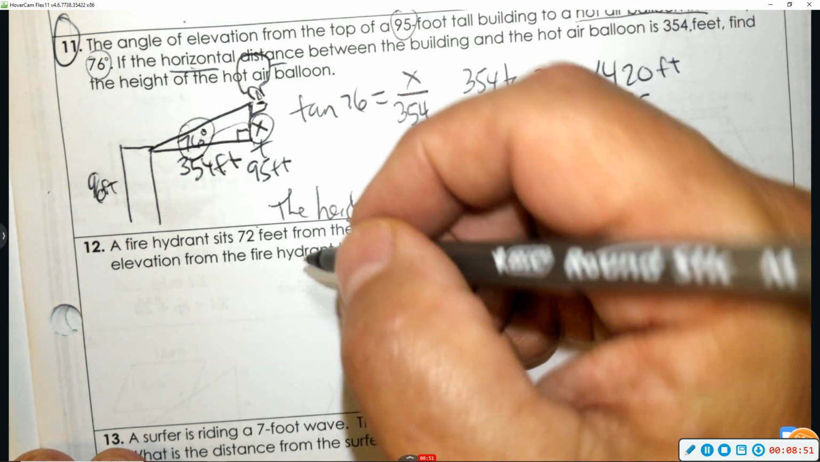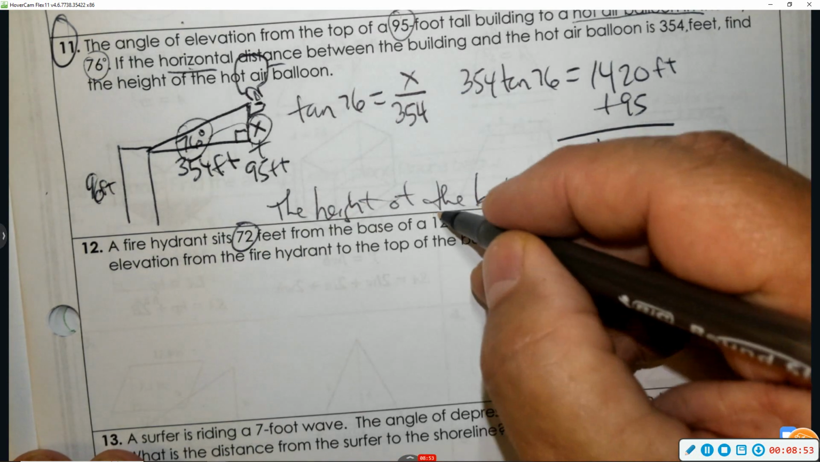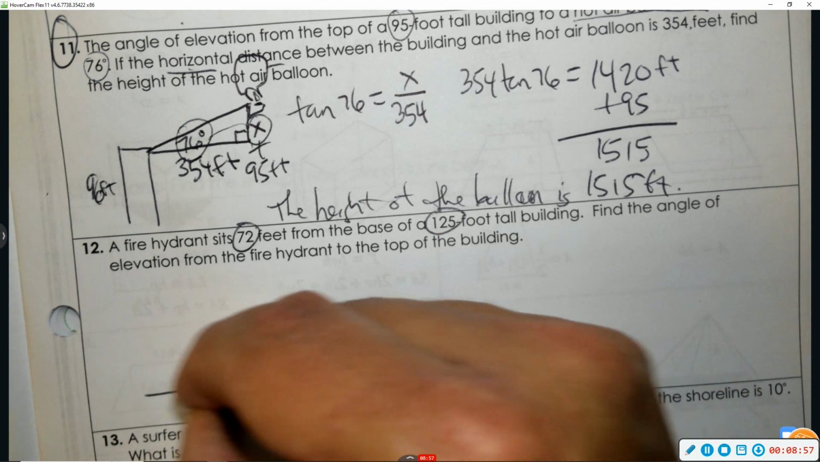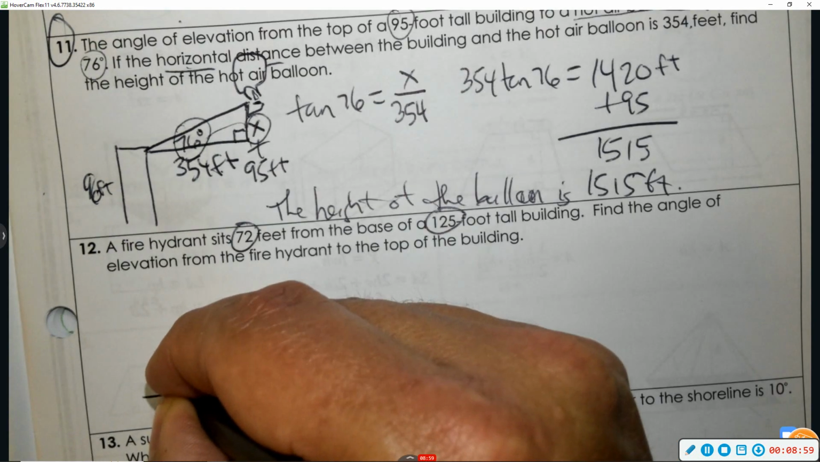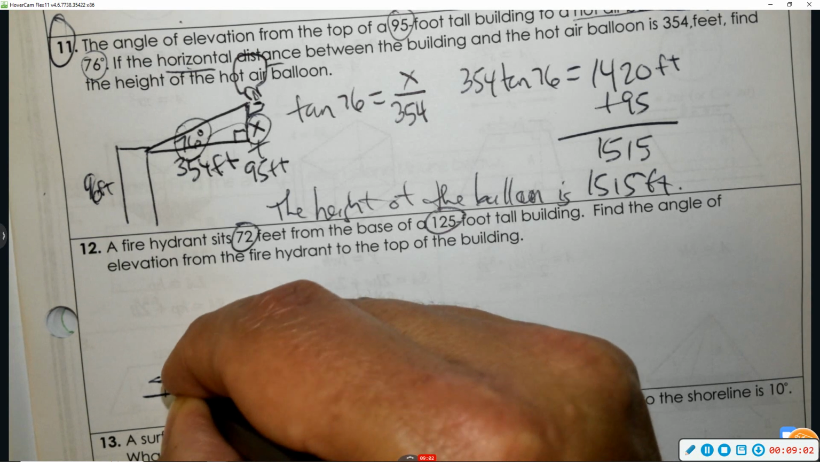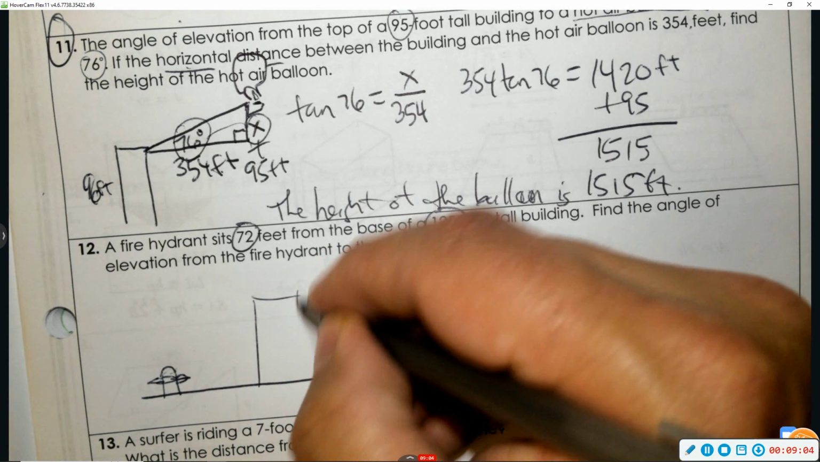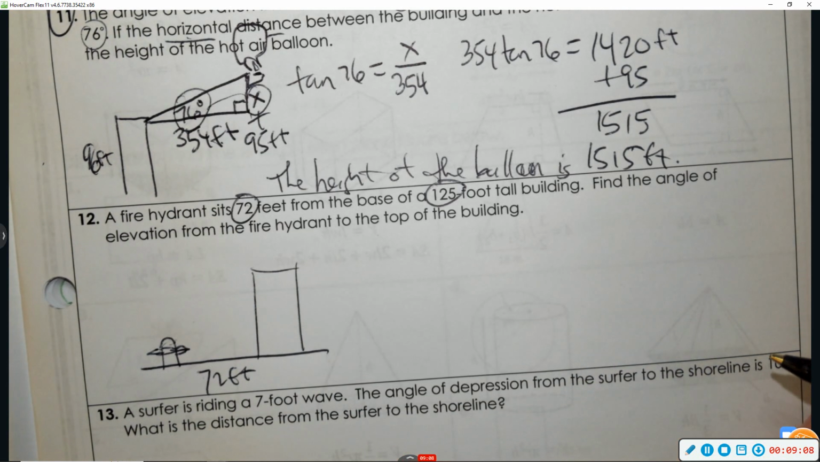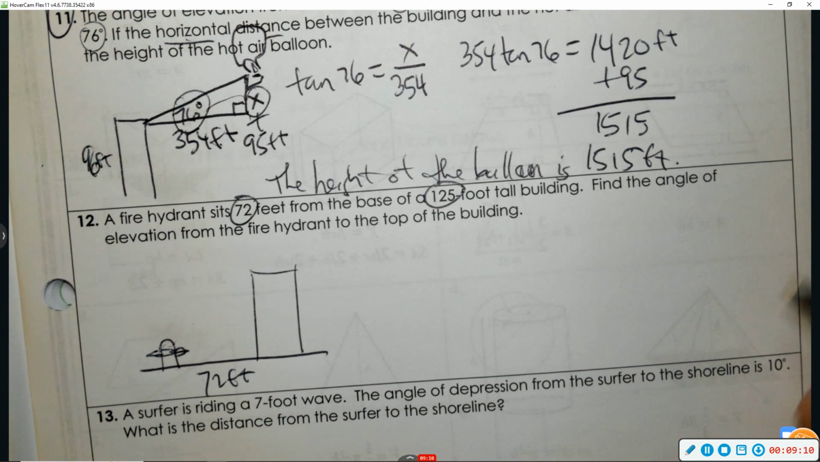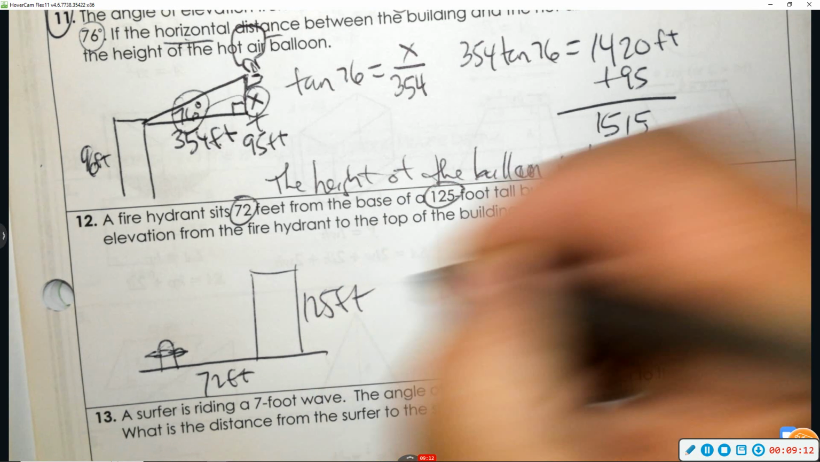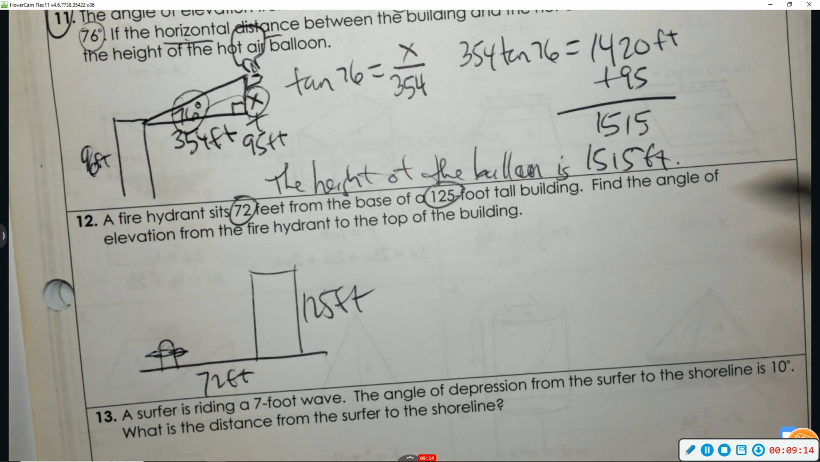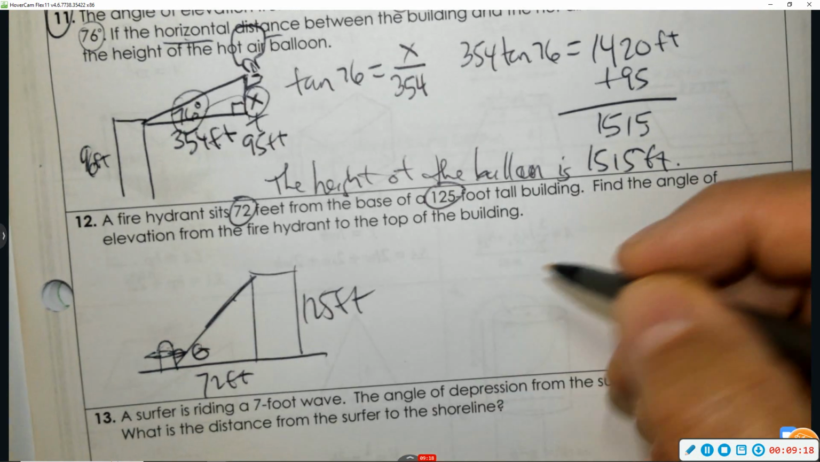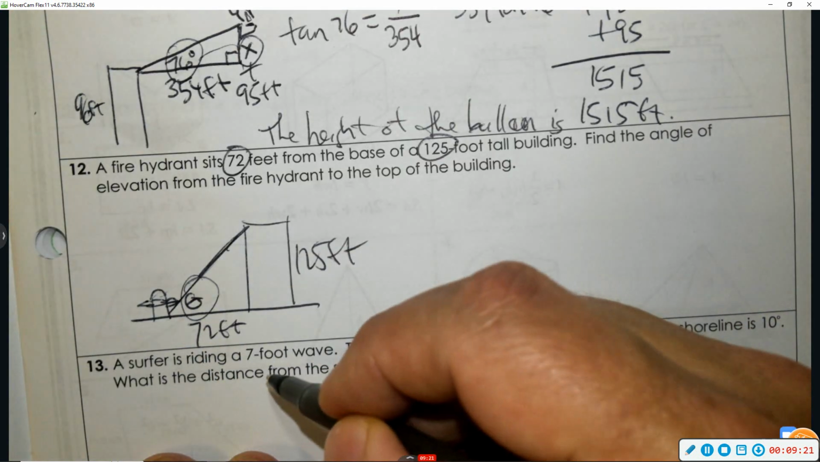All right, a fire hydrant sits 72 feet from the base of a 125-foot building. So here we have a fire hydrant. There's my fire hydrant. There's my building, and it's 72 feet in front. And the building is 125 feet tall. Find the angle of elevation from the fire hydrant to the top of the building. So find that angle. So circle the angle.